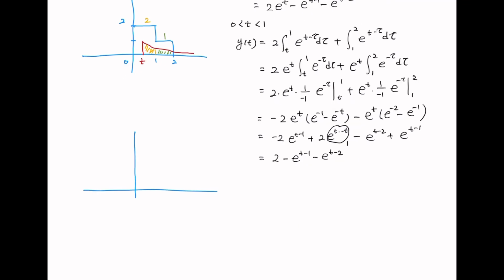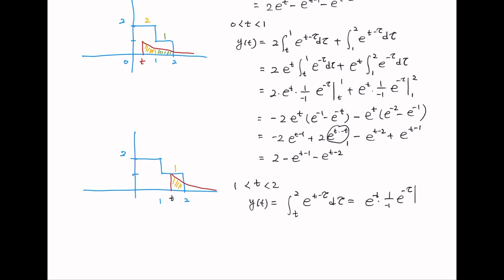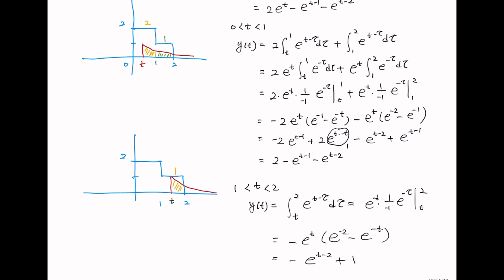Next, we can move h of t minus tau one more unit. So if t is in between 1 and 2, because this is t now, then y of t equals, going from where? t to 2, e to the t minus tau d tau, and that is e to the t times 1 over negative 1 e to the negative tau going from t to 2. That is negative e to the t, and you plug it in, e to the negative 2 minus e to the negative t, and that is negative e to the t minus 2 plus 1.